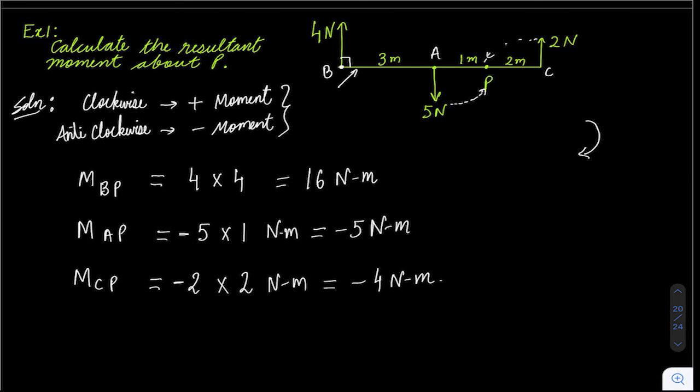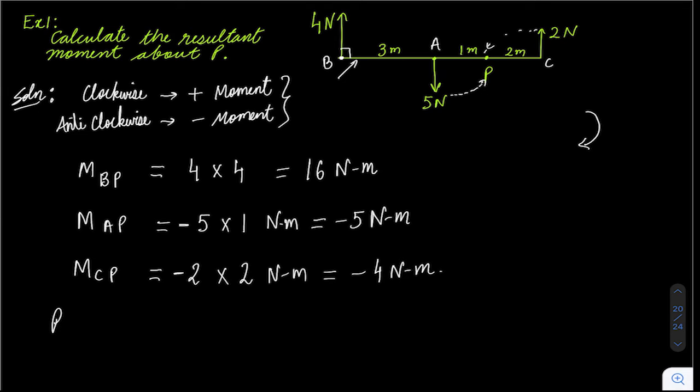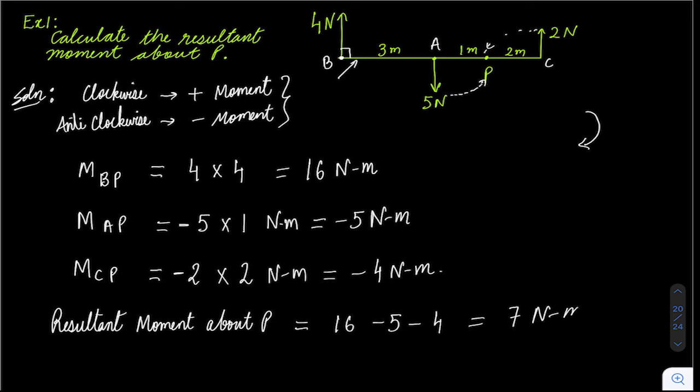Now, they are asking about the resultant moment. So the resultant moment will be the sum of all the moments. So the resultant moment about P for this system will be 16 minus 5 minus 4, which is nothing but 7 Newton meter. And this is positive, so it means it's clockwise. So the net moment is clockwise and the magnitude is 7 Newton meters.